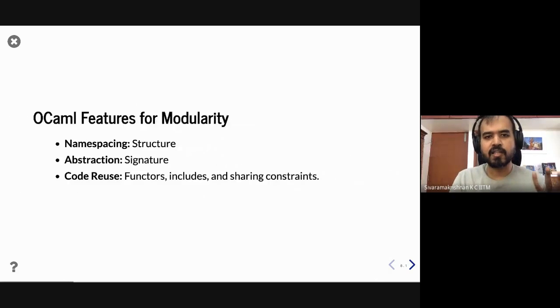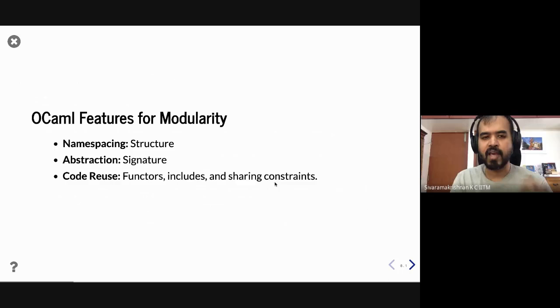So there are three features at a high level. The first one is namespacing. The second one is abstraction, and the third one is code reuse. For each of these features, you can place one OCaml-specific feature. For namespacing, OCaml gives you structures. For abstraction, OCaml gives you signatures. And for code reuse, we have a collection of features: functors, includes, and sharing constraints. We will see what they are in this lecture.